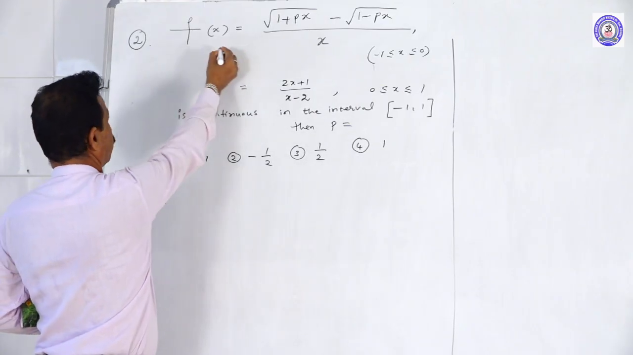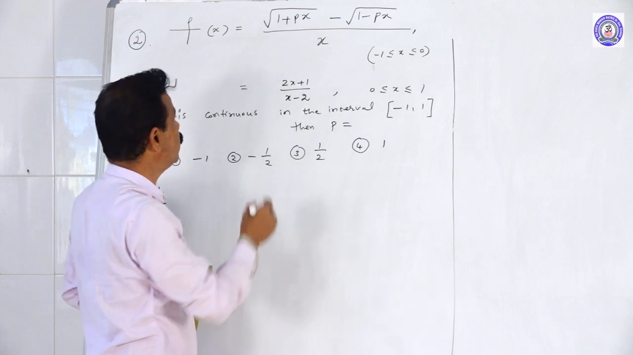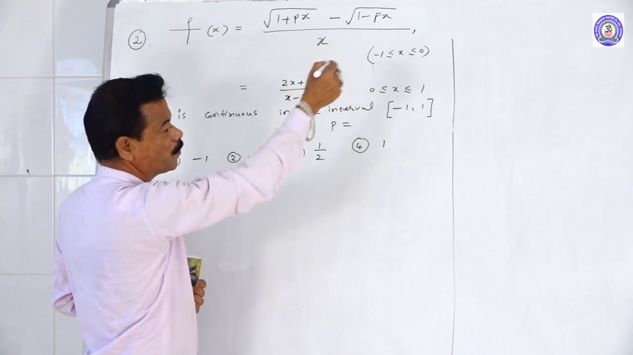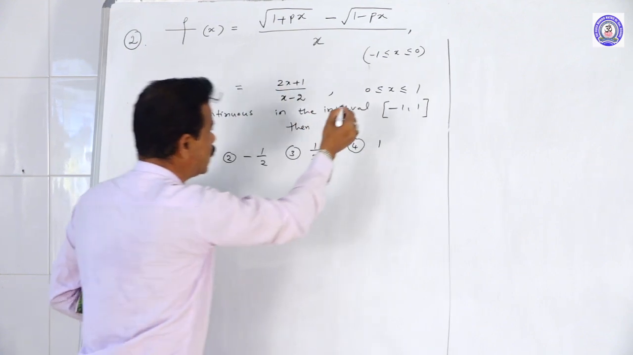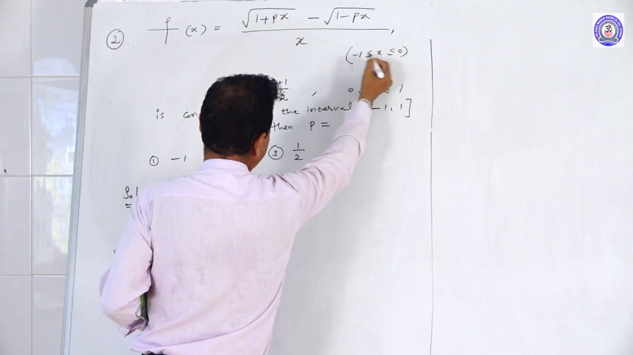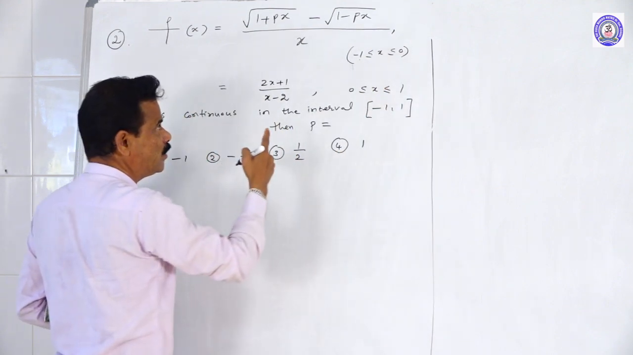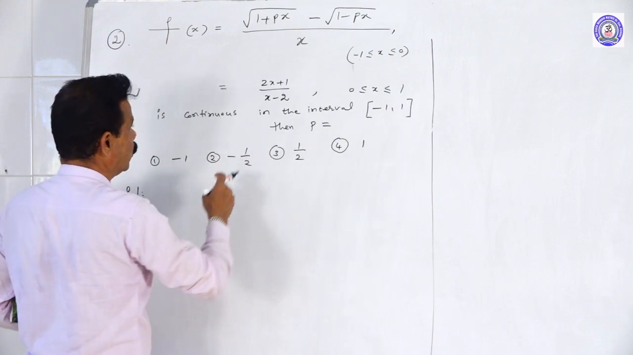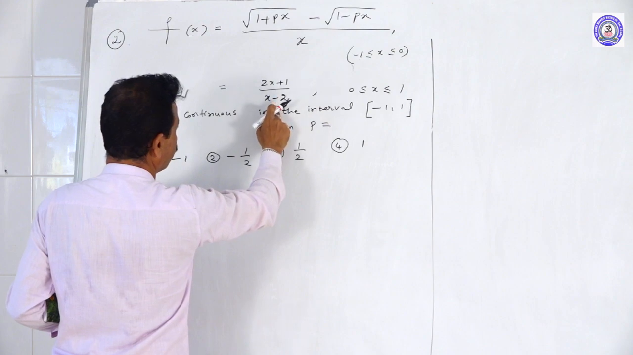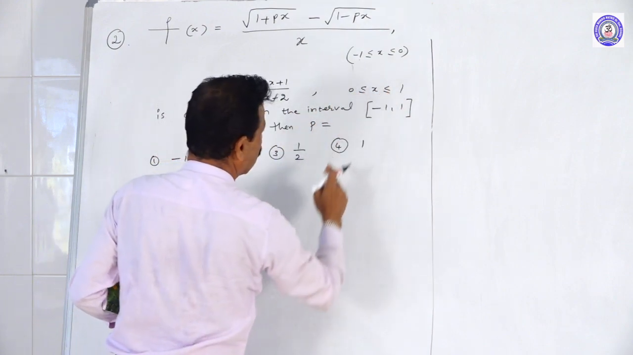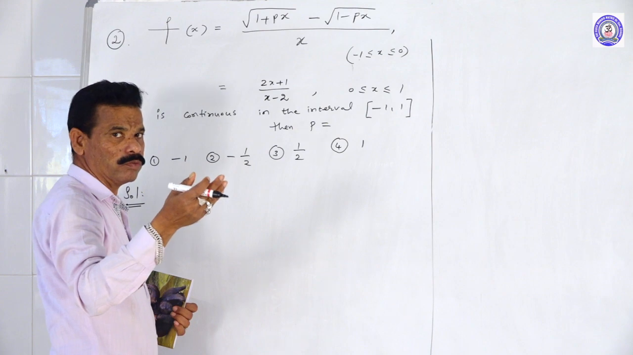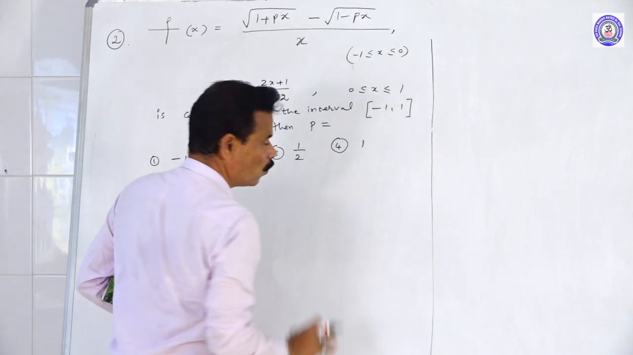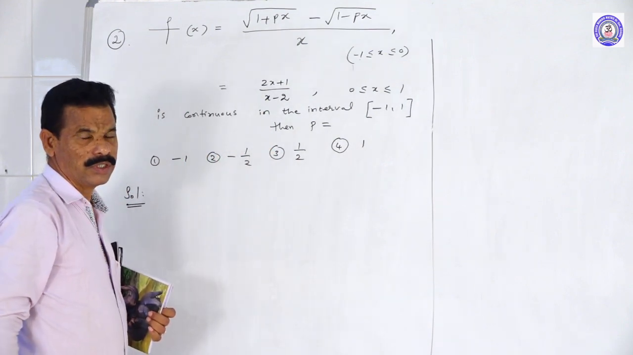Here, the second problem: f of x, function of x, is (root of 1 plus px minus root of 1 minus px) by x, where x is in between minus 1 to 0. That means x less than 0, below 0, negative values. Here it equals (2x plus 1) by (x minus 2), where x is 0 to 1, that means x above 0. This function is continuous in the interval minus 1 to 1. That is the continuous function.